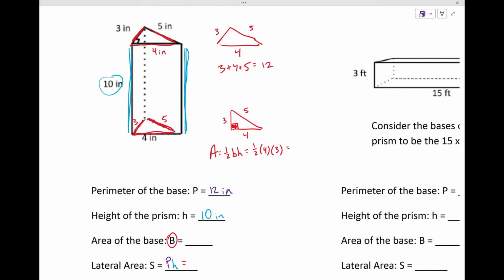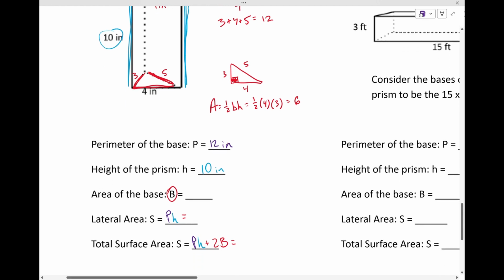Alright, 1/2 base times height. You can put this into a calculator if you'd like, but I believe you should get 6. So the area of our base is 6. Really, if we want to put our units, it would be inches squared.